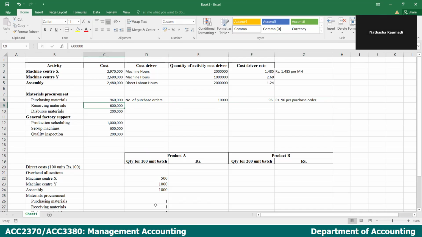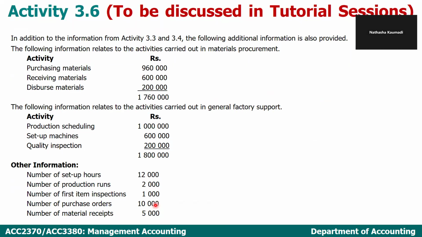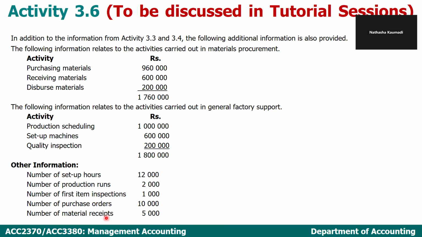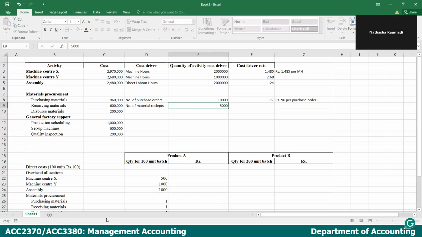Right. Receiving materials. Check the list again. Receiving materials. What should be the most suitable cost driver? We have one, number of material receipts. So I'm taking number of material receipts. How many receipts are there? They are expecting 5,000. So similarly, I'm copy pasting the same formula. Dividing 600,000 by 5,000, you have the answer 120. How do you interpret? Rupees 120 per material receipt.